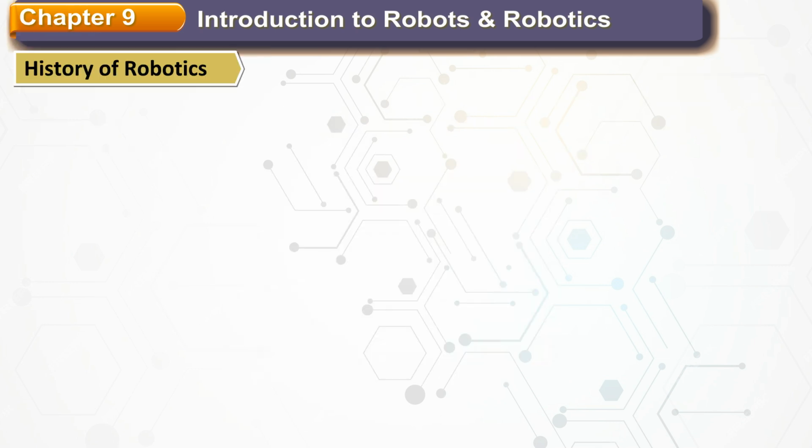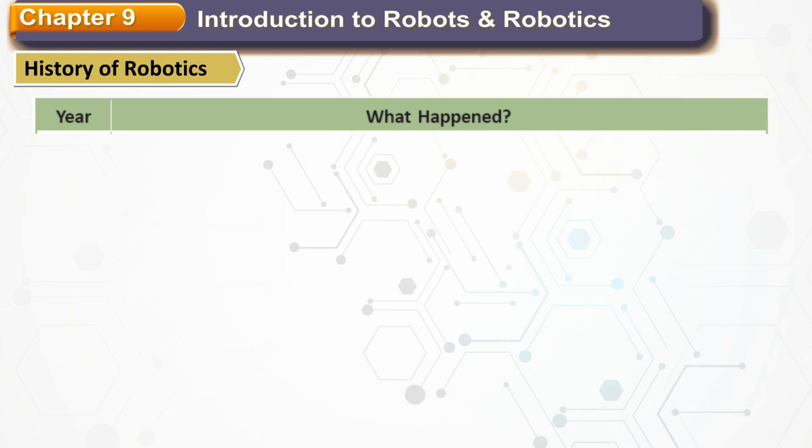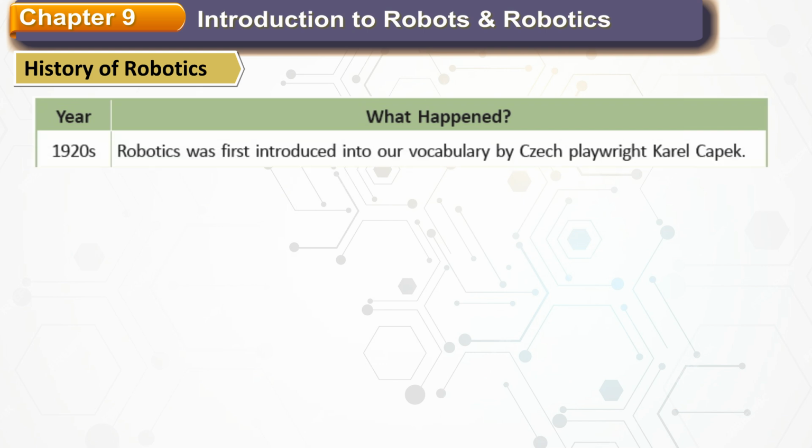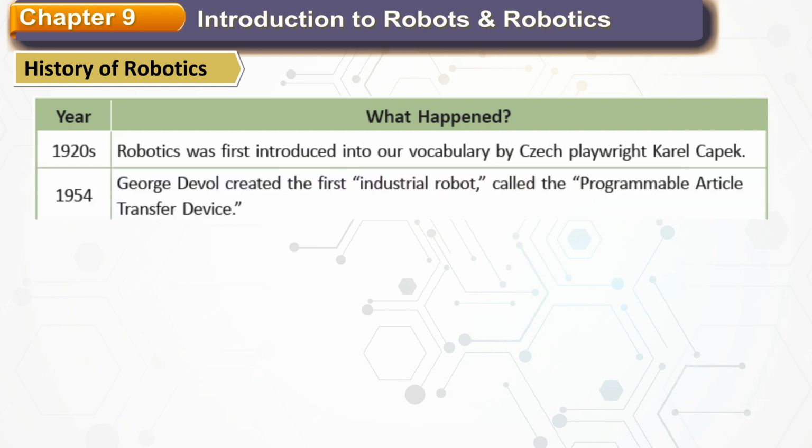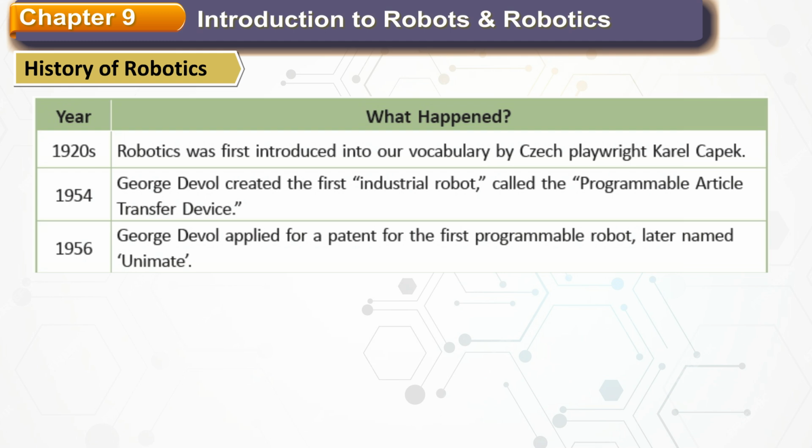History of robotics. What happened? 1920s. Robotics was first introduced into our vocabulary by Czech playwright Karel Čapek. 1954. George Devol created the first industrial robot, called the Programmable Article Transfer Device. 1956. George Devol applied for a patent for the first programmable robot, later named Unimate.